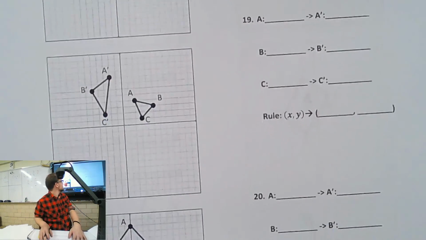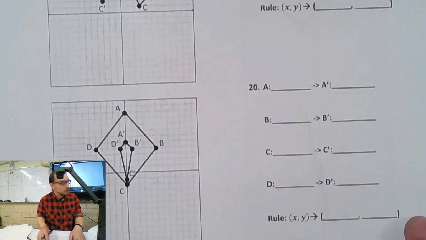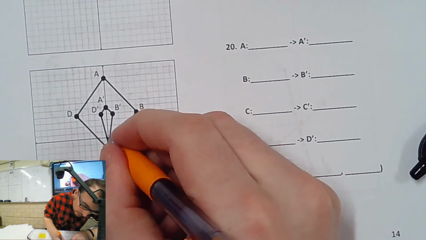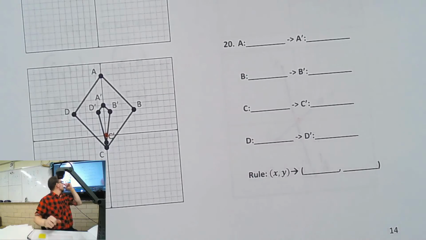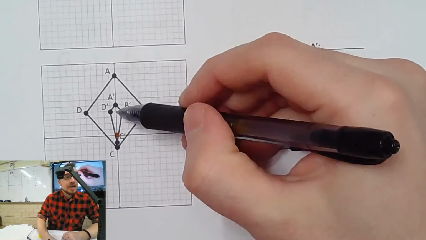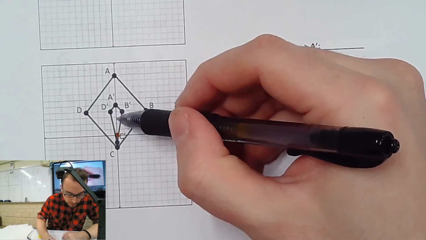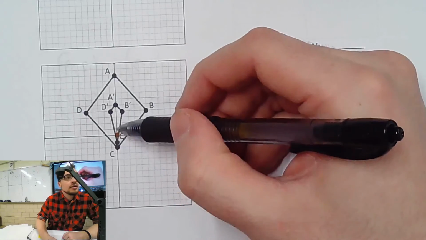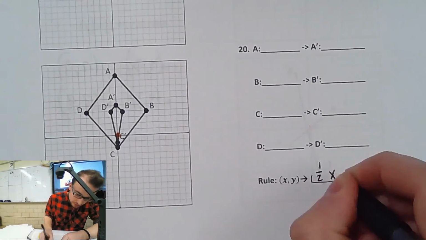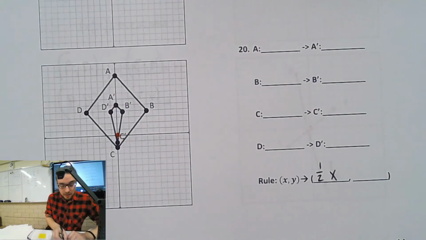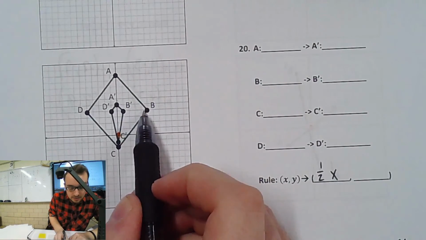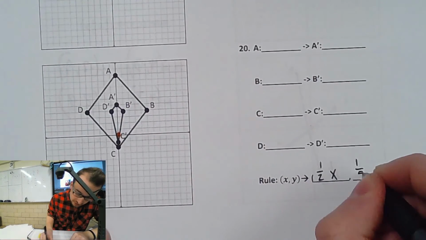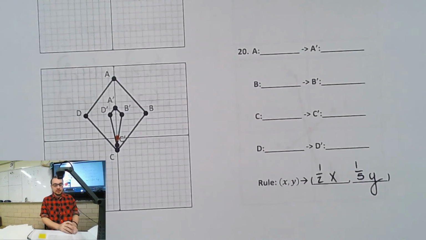Actually, let's skip down to 20. A to A prime. A is 1, 2, 3, 4, 5, 6, 7, 8, 9, 10 away vertically, but after we're done, it's only 5 away. We halved it. Did we flip it? No, we didn't. A is still on top, right? Look at B. B is 5 away, but then it becomes 1 away. So what did we do to the y? We times it by a fifth.